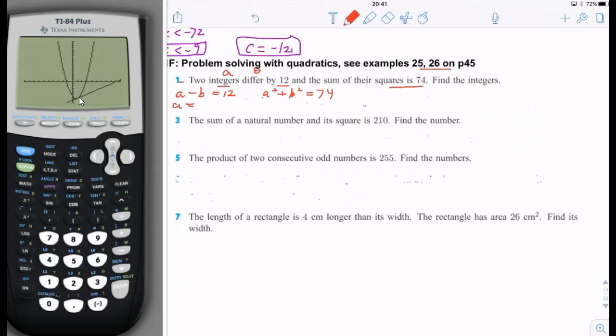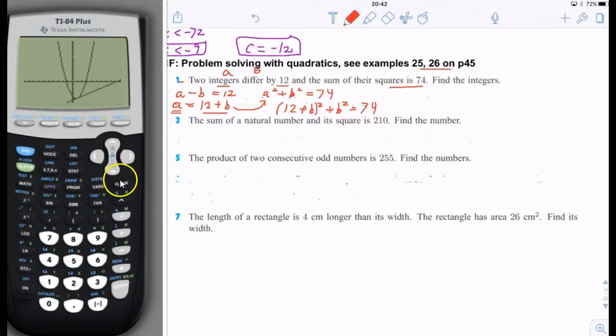I'm going to use the substitution method, and so I solve for one of the two variables. It's kind of convenient to solve for a, so I solve for a. A is equal to 12 plus b. Now I'm going to take the 12 plus b and I'm going to substitute it in for the a squared. So that'll give me 12 plus b, quantity squared, plus b squared. Okay, and that's equal to 74. Okay, so if we can find the b that satisfies that, then we will know one of the numbers, and then we can find a easily.